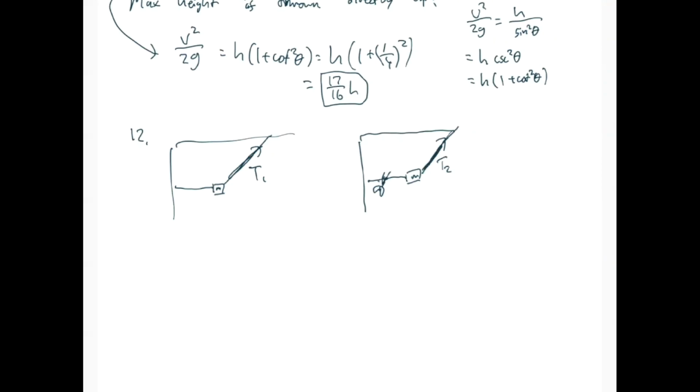So to do this, let's draw force diagrams. In the first case, there's mg here, and there's tension from both these strings. Let's say this angle is theta. If we look at it in the vertical direction, there's only two forces. There's T1 sine theta, that's the vertical component of T1.